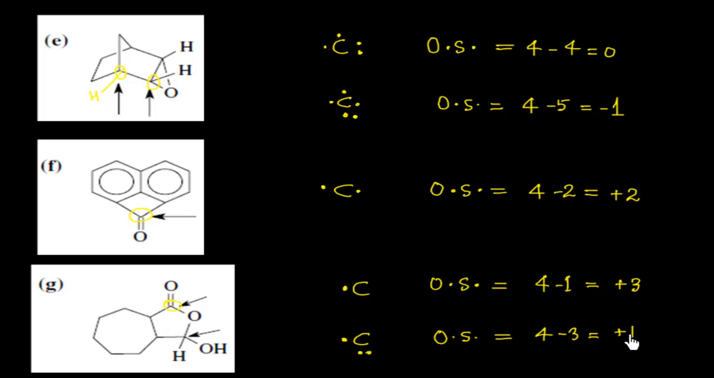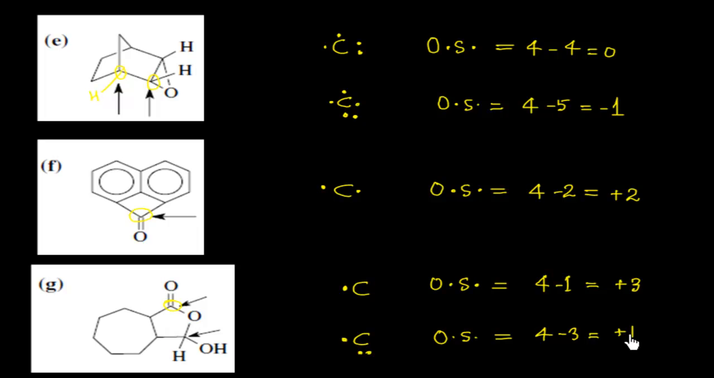So this is about calculating the oxidation states. One important point you have to remember: you have to see the carbon and what atoms it is attached to. If it is attached to the same atom, like carbon, you have to divide the bond equally. And if it is attached to chlorine, oxygen, nitrogen, sulfur, then you have to divide it unequally, that is, the less electronegative atom will get no electron and the more electronegative will get both electrons.